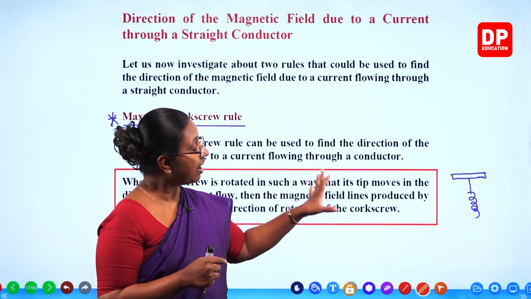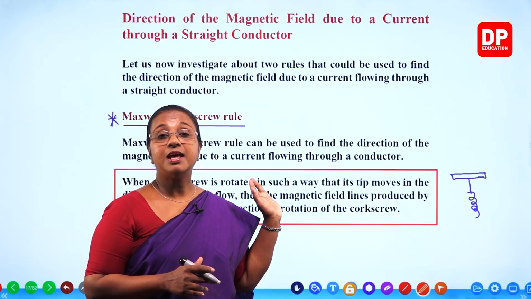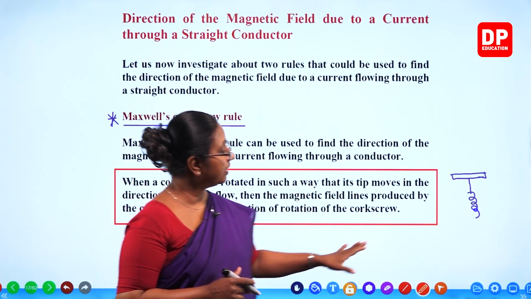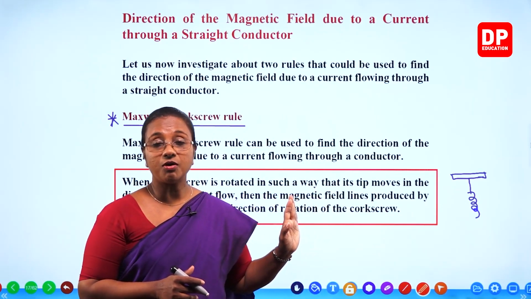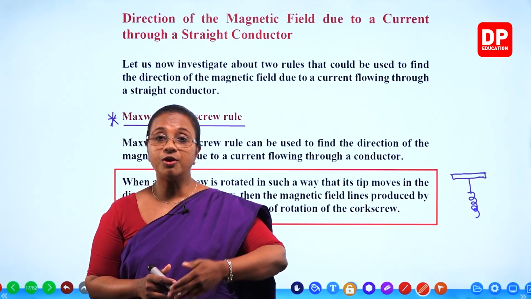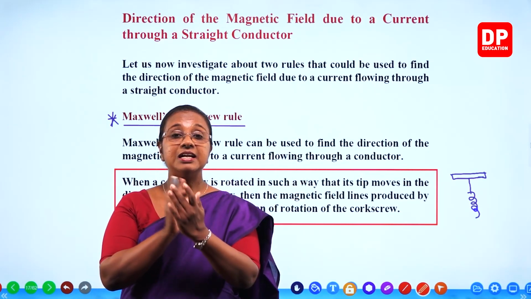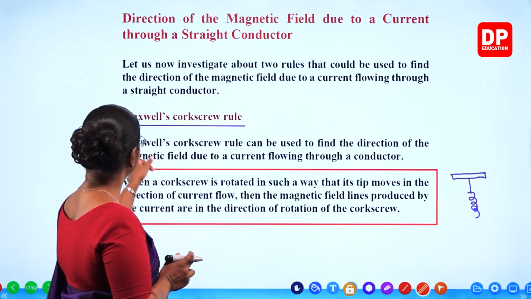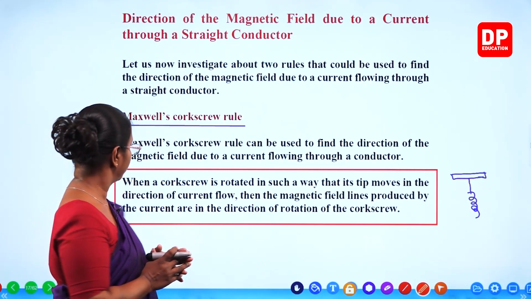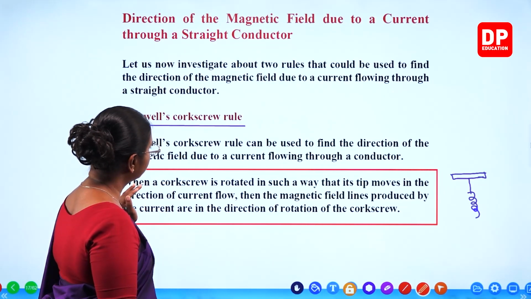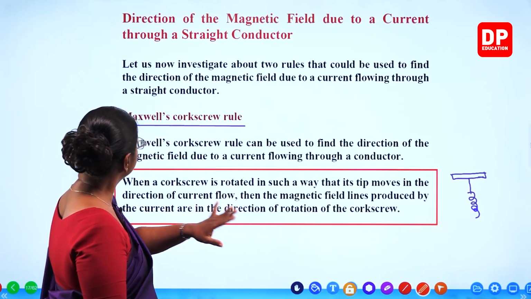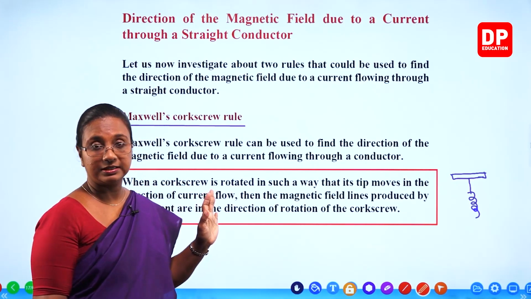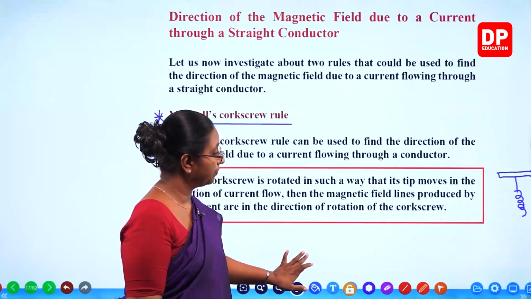So here, how we understand the direction of the magnetic field and the direction of the current is based on the direction of the movement of the corkscrew, whether it's into the bottle or away from the bottle, and the direction of the rotation. That is what is known as Maxwell's corkscrew rule. Maxwell's corkscrew rule can be used to find the direction of the magnetic field due to a current flowing through a conductor.